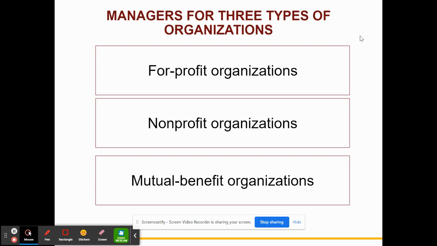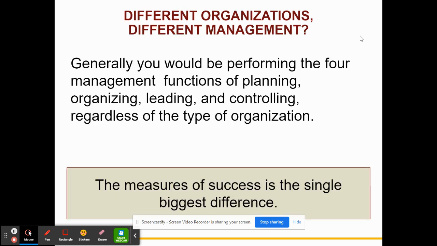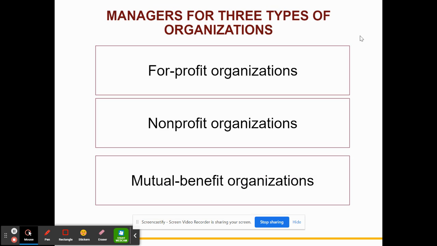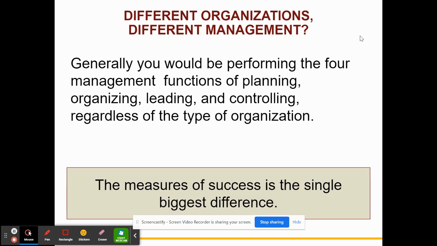Okay, managers, three types of organizations. So we have for-profit organizations, nonprofit organizations, and mutual benefit organizations, which we're going to deep dive a little bit in there. We won't spend too much time on it, but I encourage you to kind of read what managers from those different organizations do.